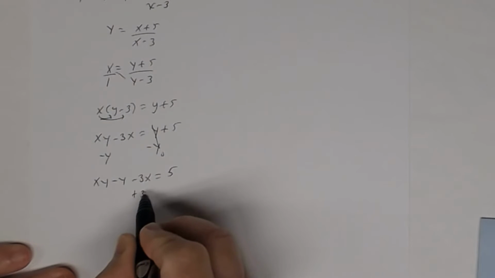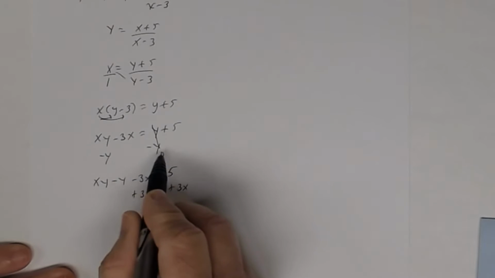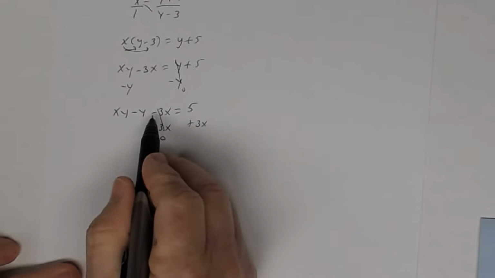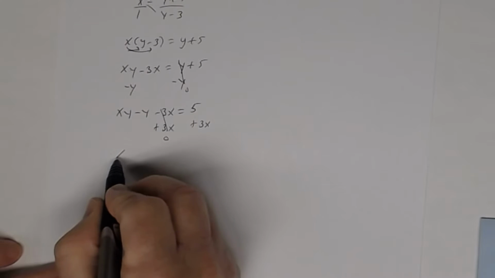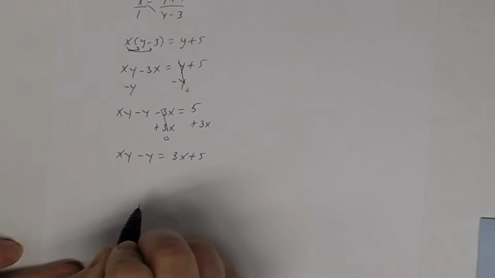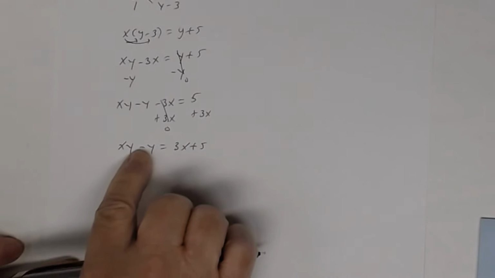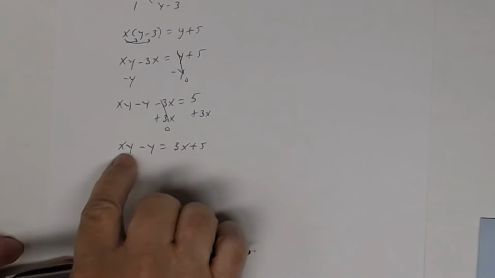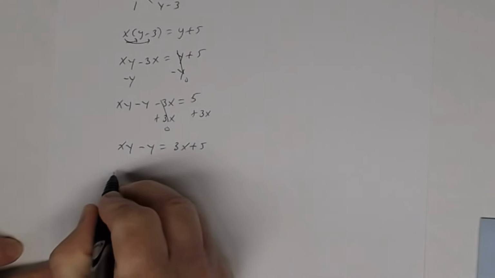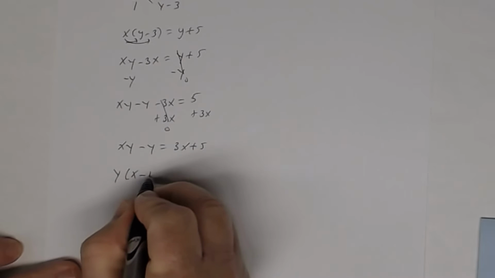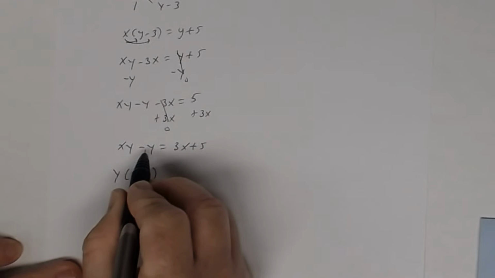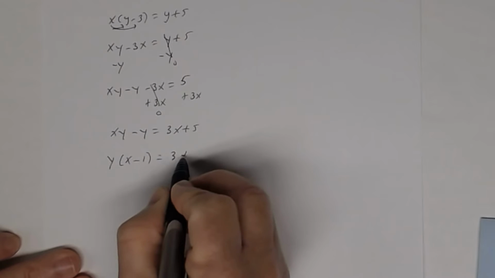Then I'm going to add 3x to both sides. You could have done both of these in one step, combining like terms also. The 3x's are opposite, so that adds up to be 0. I get xy minus y equals 3x plus 5. Now at this point you have to use some factoring, because these two terms both contain the factor y. So I'm going to factor out a y, and I get y times (x - 1). Y times x is xy, y times negative 1 is negative y, equals 3x plus 5.